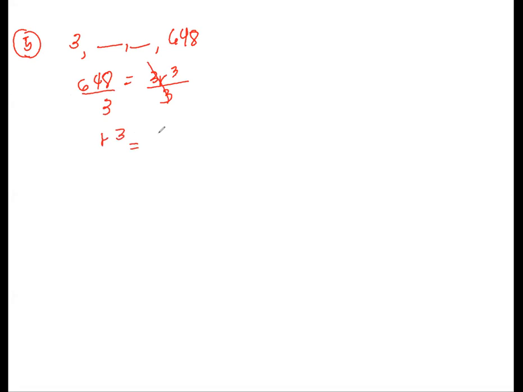So for example, number 5, we have 3, comma, blank, blank, 648. Then we use the formula. We divide both sides by 3. We have r cubed is equal to 216. Then you get the cube root. Then the answer is r equals 6.